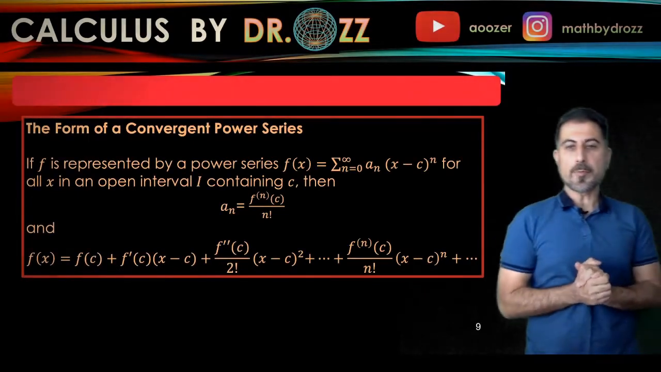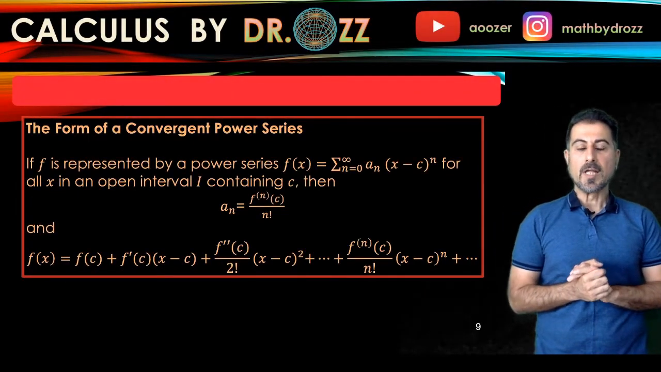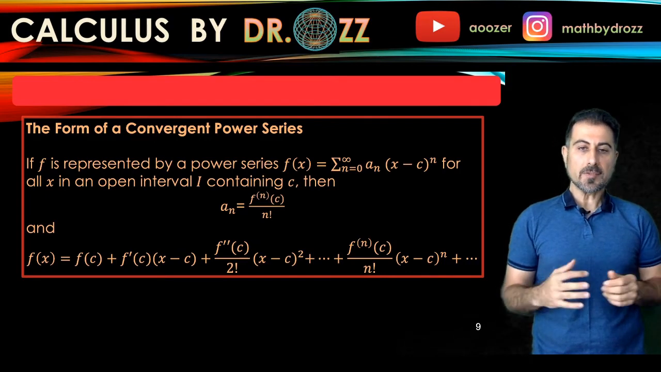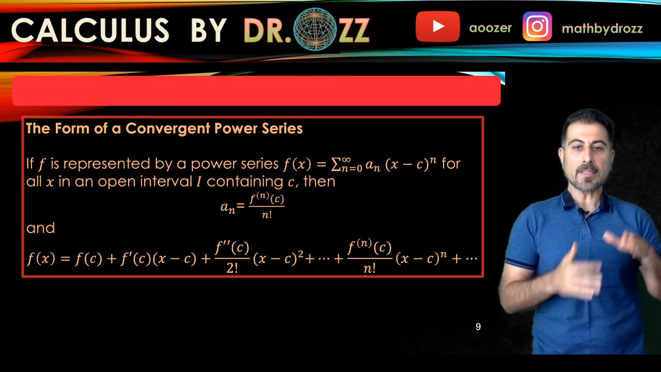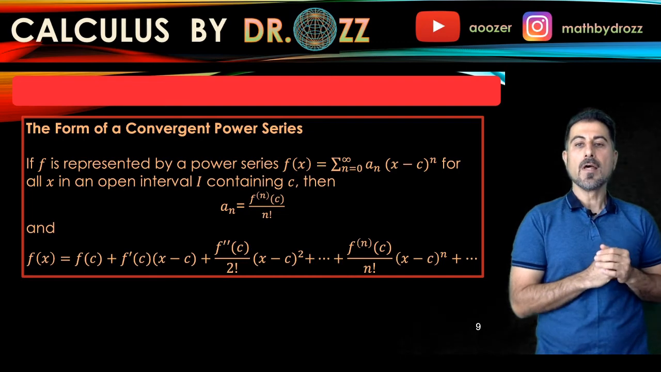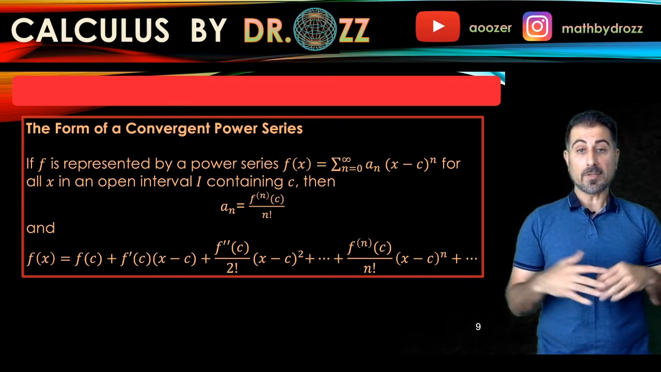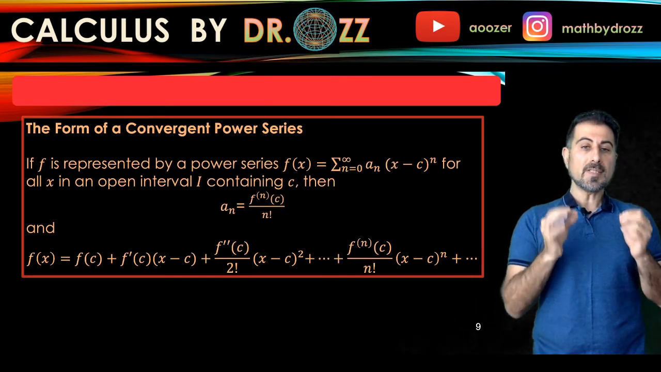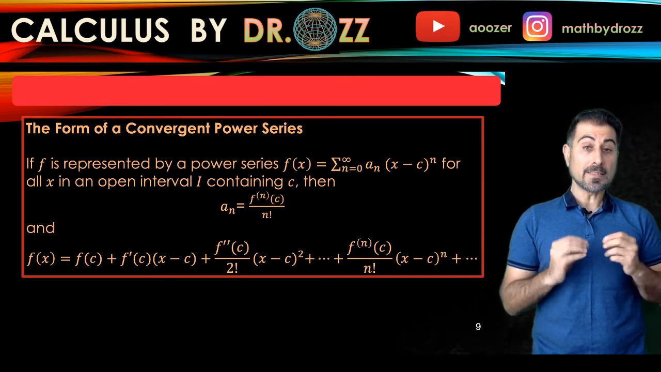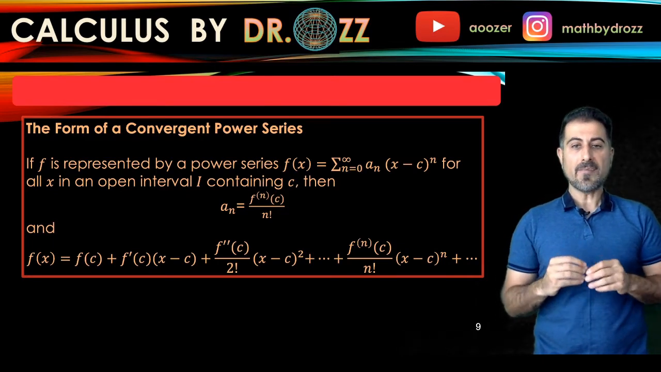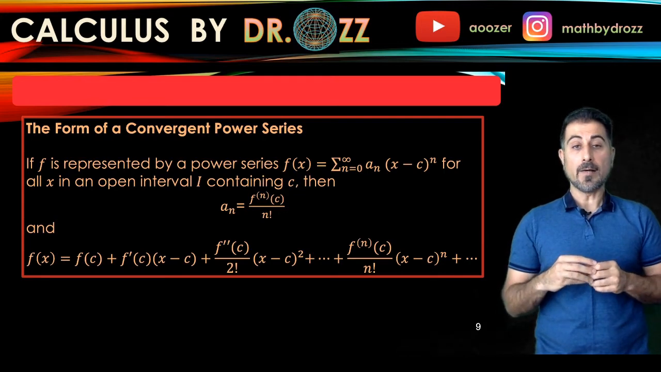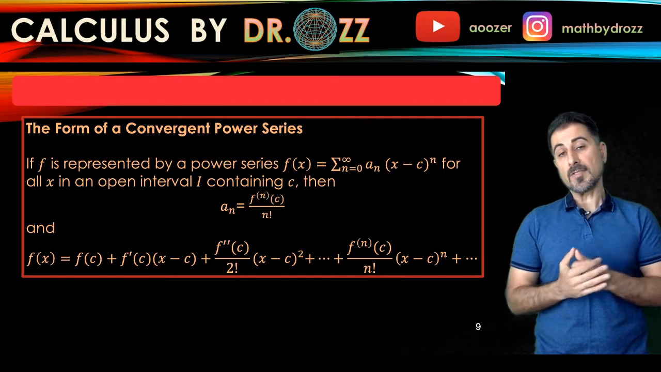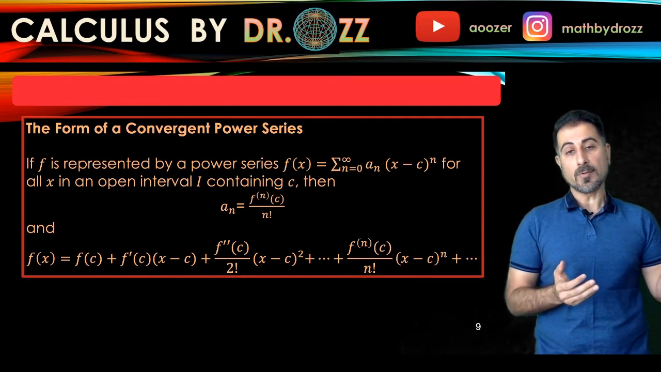So, the form of a convergent power series. First of all, once a function is provided to us, its power series is written in the form of a_n times (x minus c) to the power of n for all x in an open interval containing c. So we have the interval of convergence for that. But this a_n, the nth term, has a very specific form. It's in fact the nth derivative evaluated at c divided by n factorial. And as you see, n starts from 0 going all the way to infinity.